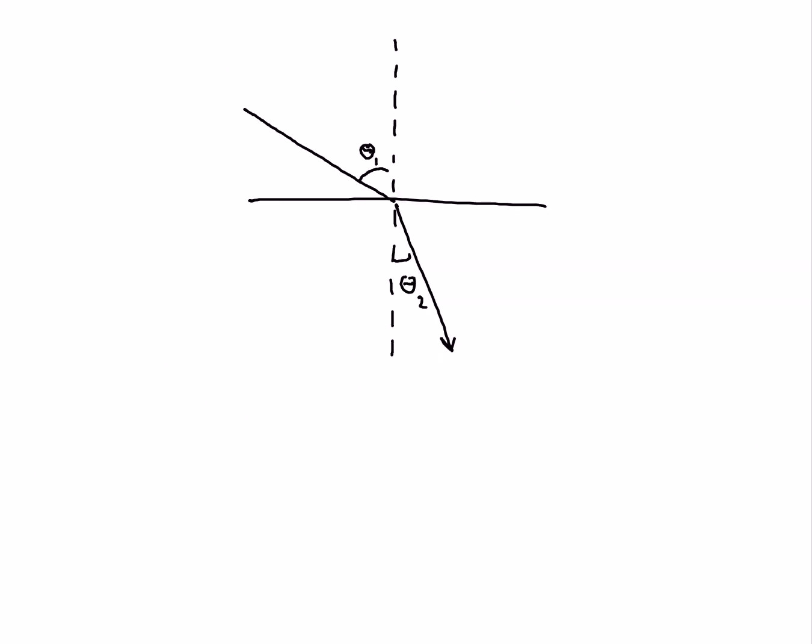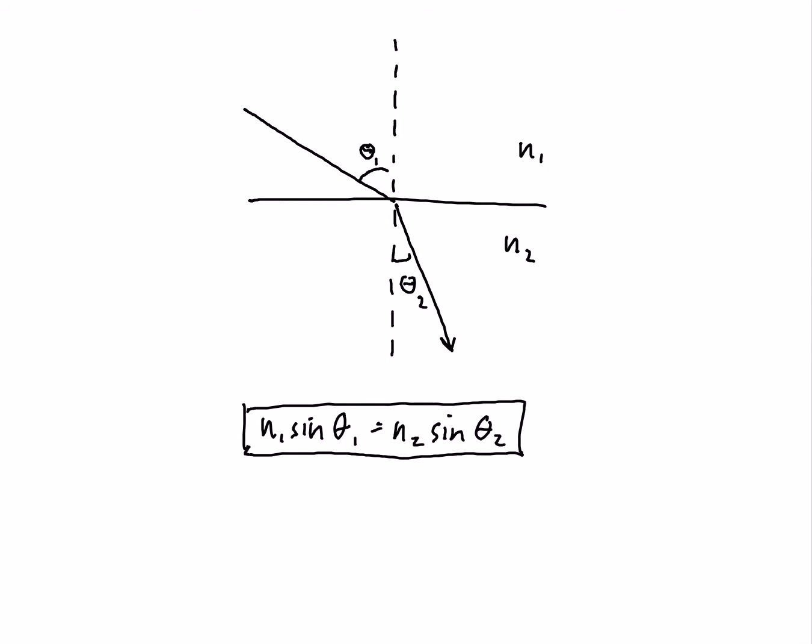Let's draw a picture. So here's the incoming ray with an angle of incidence of theta 1. Here's the refracted ray with an angle theta 2. The materials have refractive index n1 and n2. And the equation that we just derived relates these quantities so that if we know, say, the refractive indices and one of the angles, we can get the other angle. This is called Snell's law.